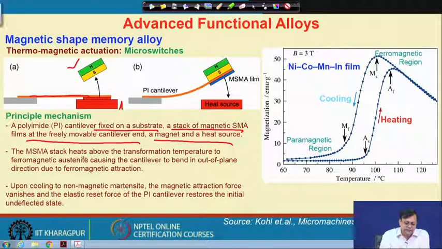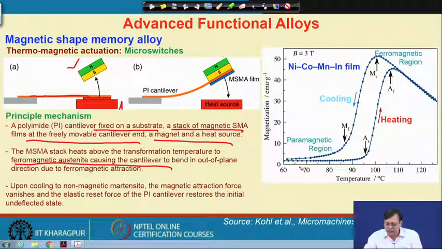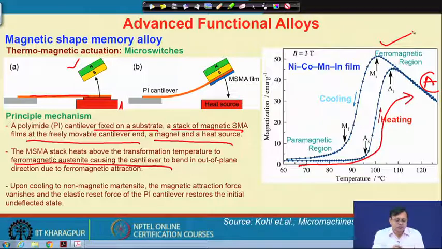And these magnetic shape memory alloys are heated by the heat source above the transformation temperature to a ferromagnetic austenite, causing the cantilever to bend out of the plane. So, here we are talking about MIM, meaning magnetically induced martensite to austenite transformation. So, a ferromagnetic austenite causes the cantilever to bend, because if we increase the temperature, then it goes to the austenite domain, and this austenite is ferromagnetic in nature. So, immediately it will be attracted to the magnet, and so this connection will be disconnected, right.